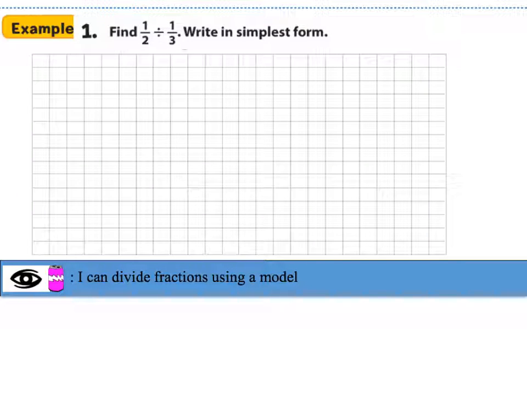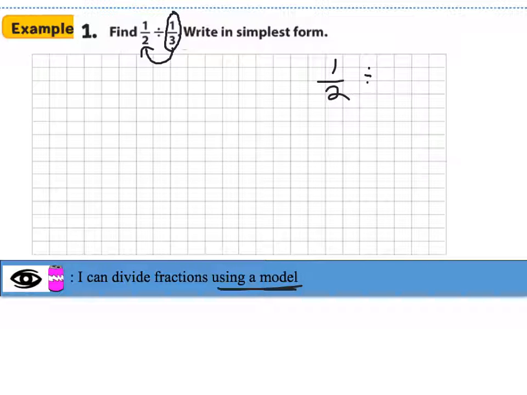So let's take a look at example 1. It says find 1 half divided by 1/3. Write in simplest form. And for this problem, I want to solve using a model because that is the I can statement that I have down here. So I'm going to ask myself, how many times does the divisor, which is 1/3, go into my dividend, which is 1 half? And before I start this, I want to take note of the denominators.